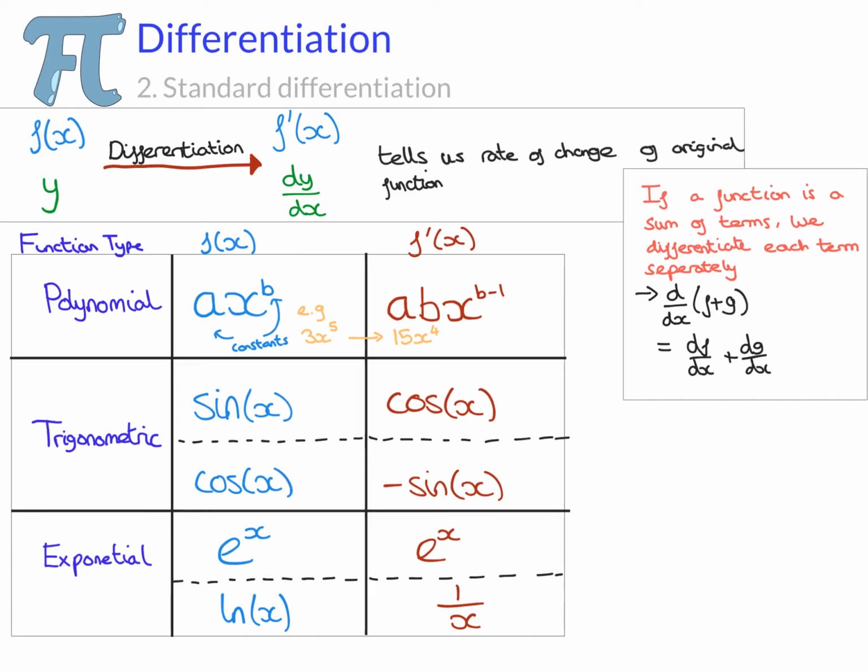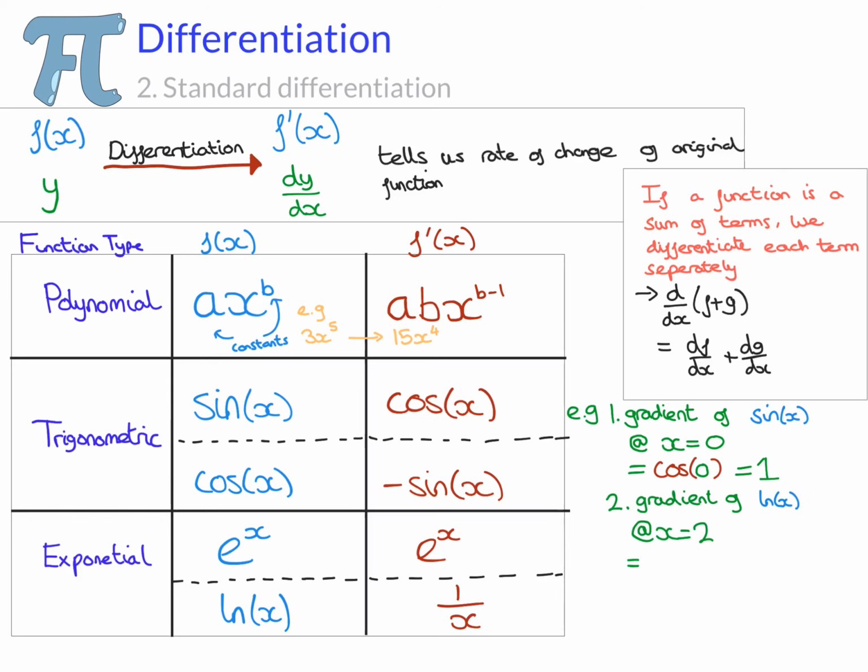To emphasize, if we wanted to know the rate of change, or the gradient, of any of these functions on the left-hand side at any given point, we just insert that point into the function on the right-hand side. For example, the gradient of the sine x curve at x equals 0 is equal to cos of 0, which is 1. The gradient of ln x at x equals 2 is equal to 1 over 2.